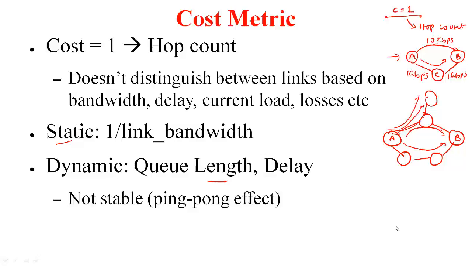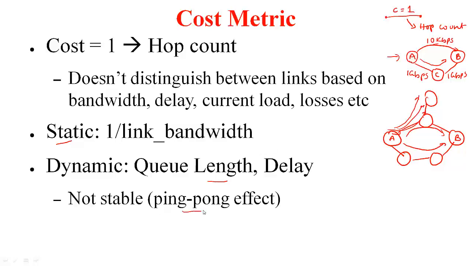Have you ever been in a grocery store standing in a line when the line next to you seems to be moving faster? So you change your line and then the previous line starts to look more attractive. So grass always looks greener on the other side. This problem is called the ping pong effect.